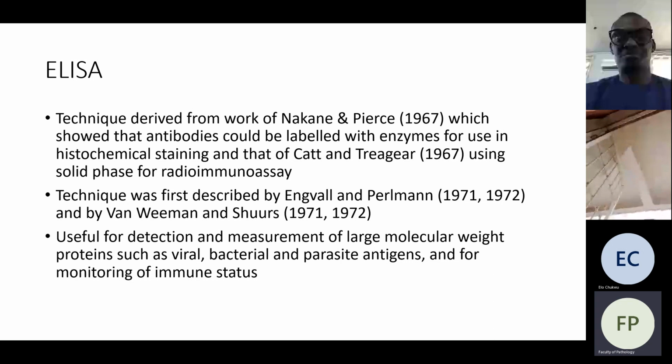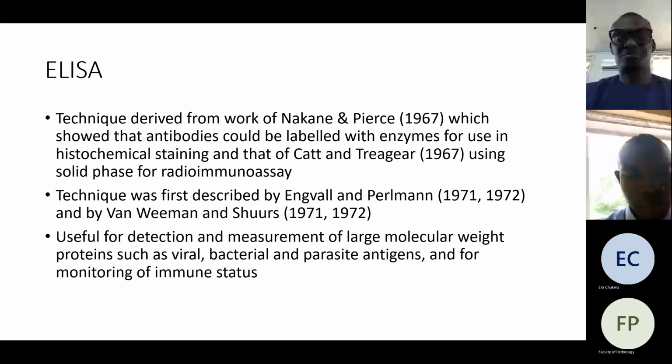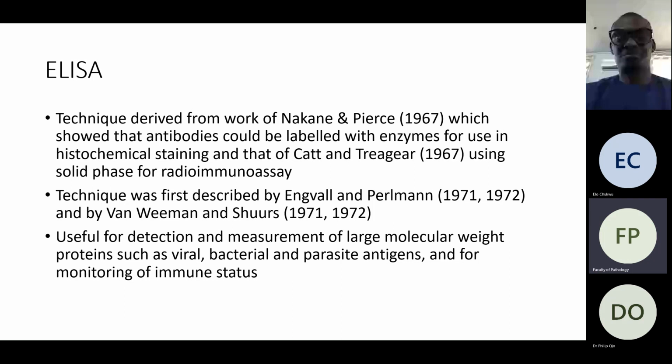The technique is used for detection and measurement of large molecular weight proteins, such as viral, bacterial, and parasite antigens, and also for monitoring immune status.